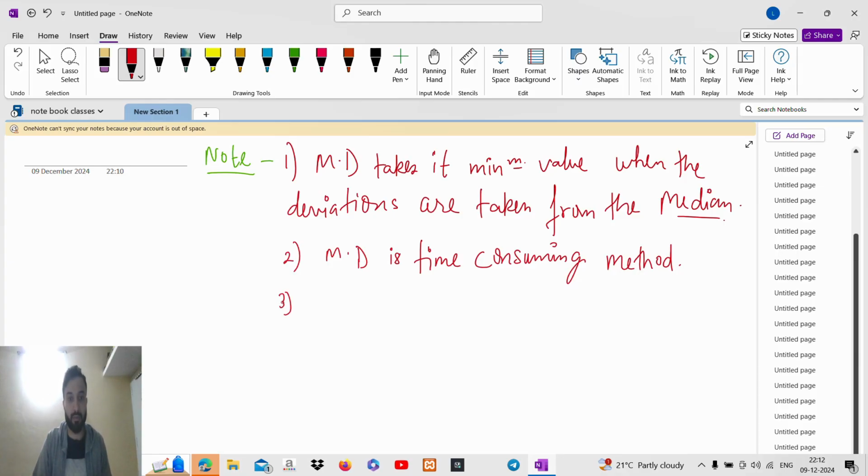Guys, remember the thing, sometimes in place of mean deviation they will write average deviation. So don't get confused there, okay?